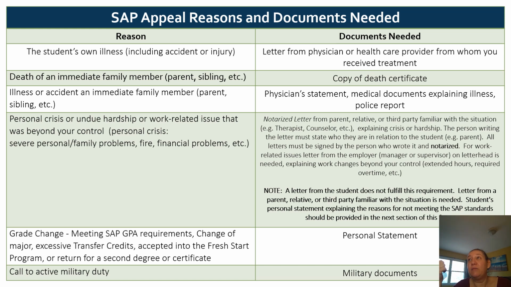So it can be a passport, and it doesn't have to necessarily be from the United States. It can be a passport for any country. It could be a non-driver's ID. It could be a driver's license, something to that extent that has a picture on it. So a parent, relative, third party, somebody who is familiar with the situation.